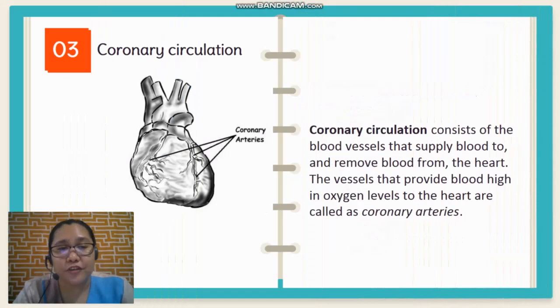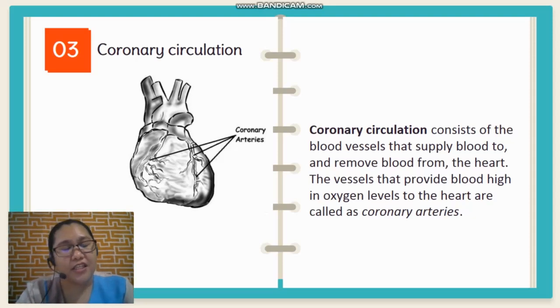The third type of circulation is the coronary circulation. So as we have understood earlier, we say that different organs need oxygen in order to function. So that means the heart itself also needs oxygen in order to function. And for that to happen, we have the coronary circulation. So this type of circulation consists of the blood vessels that supply blood to and remove blood from the heart. So the vessels that provide blood high in oxygen levels to the heart are called the coronary arteries.